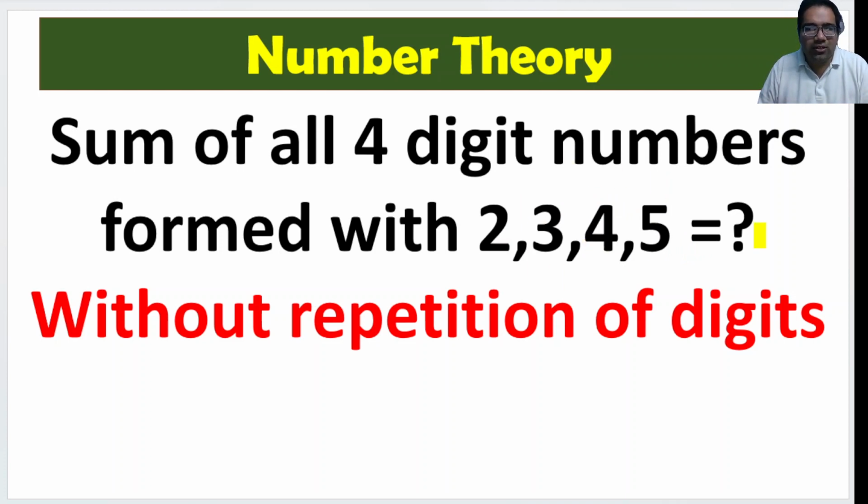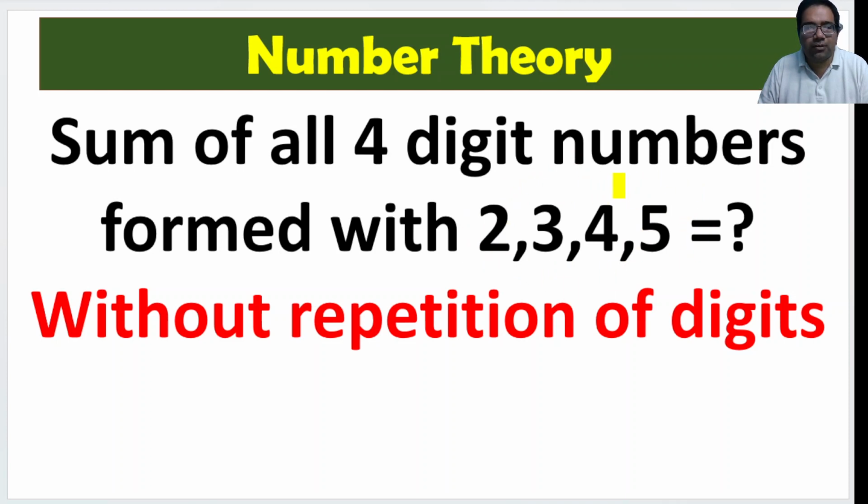First of all, how many numbers will form? We know basic permutations. We have to create four-digit numbers. The first slot can be taken by any of these four. For the second slot, only three options, then two options for the third slot, and only one option for the fourth slot. So it is 4 factorial, which is 4 times 3 times 2 times 1, which is 24.